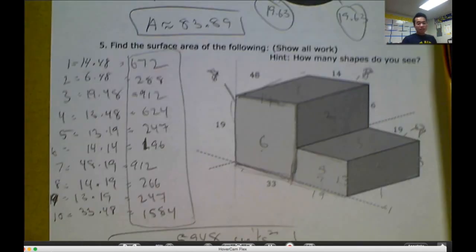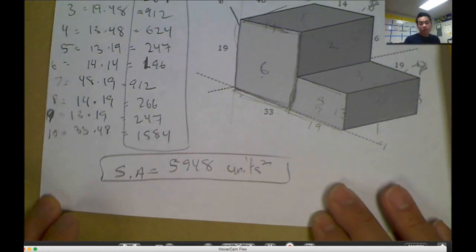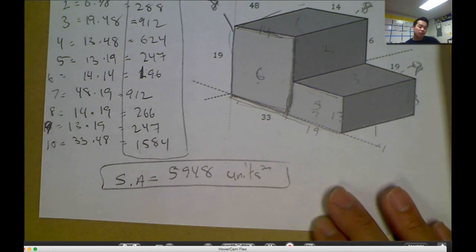Okay. For shapes like this, there's really no easy way to do this, guys. We're going to have to break it up and find each individual face. In this case, I found 10 faces.